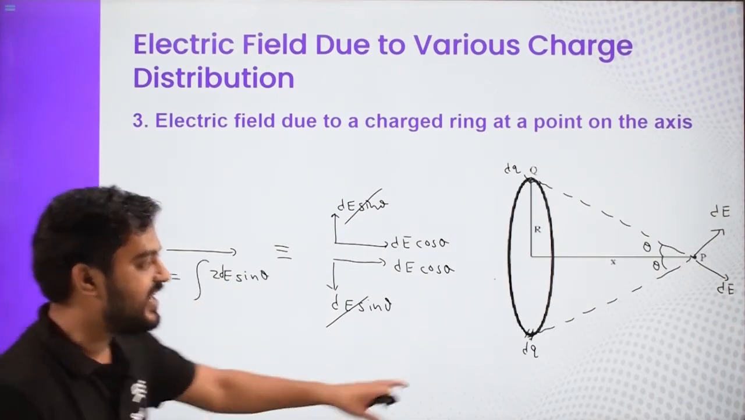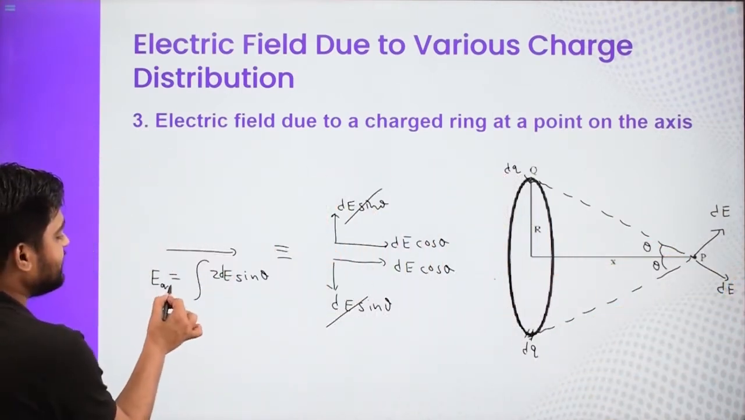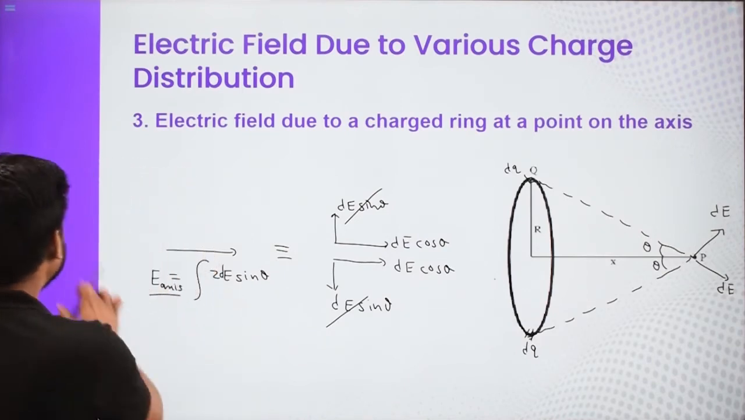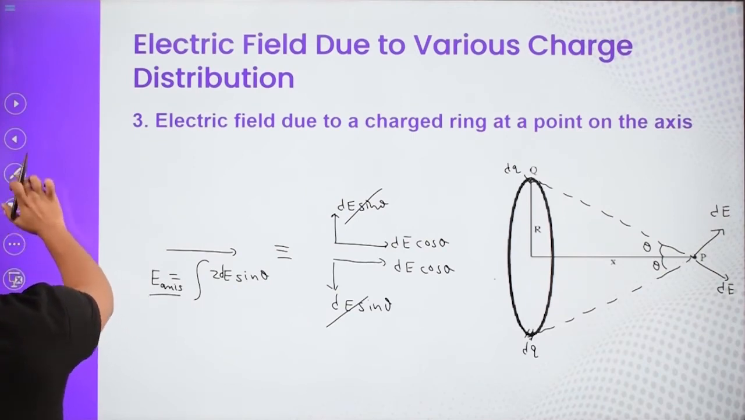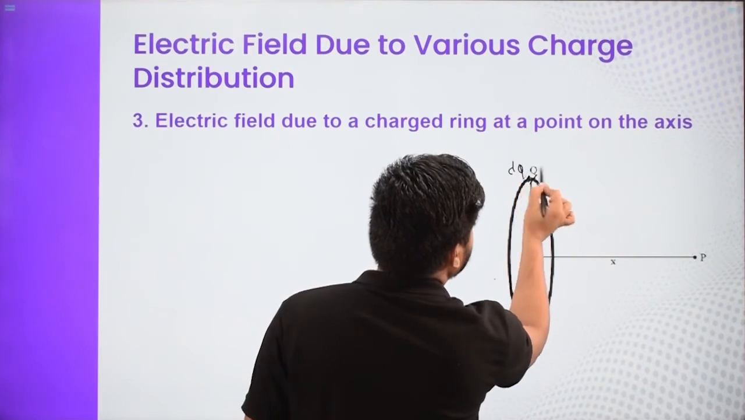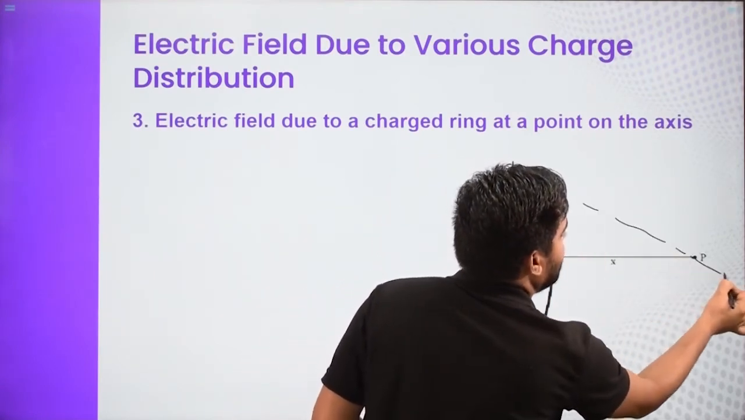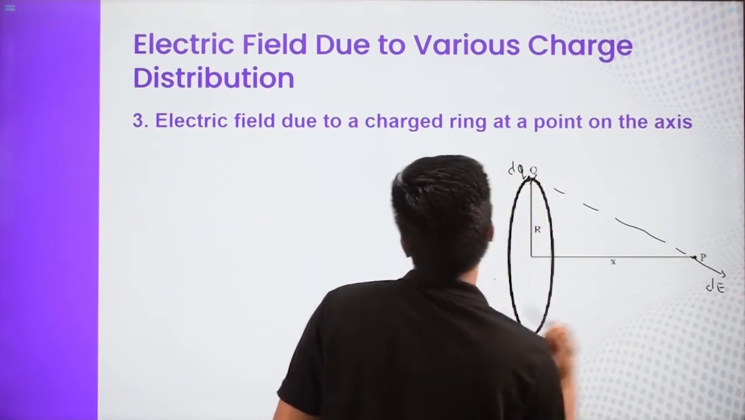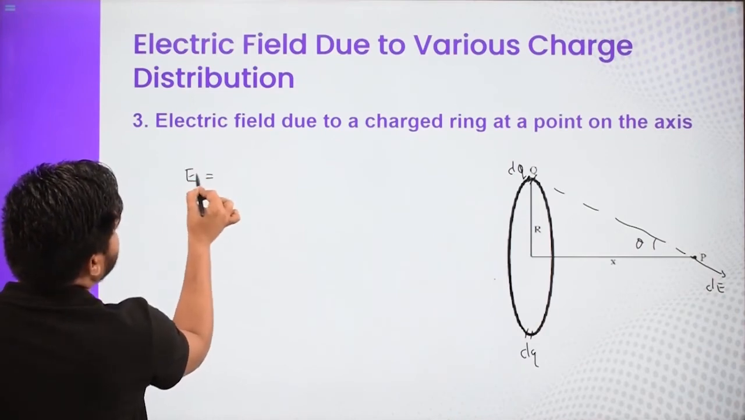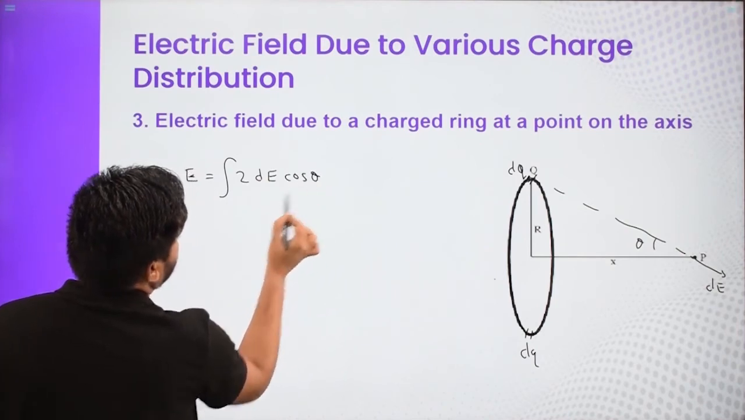And we know due to symmetry, the electric field is going to be along the axis itself. So you can say along the axis, or just the electric field due to a ring. My purpose is to find 2 dE sin theta, so let us find that. First, this was dq, this was again dq, it was dE, and this was theta. So the total electric field is nothing but the integration of 2 dE cos theta.